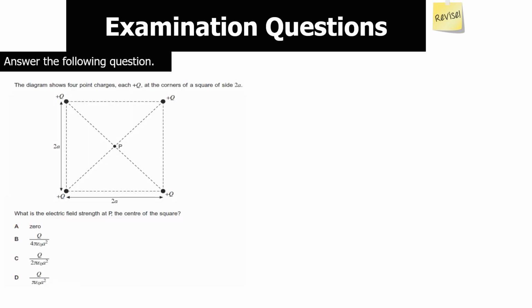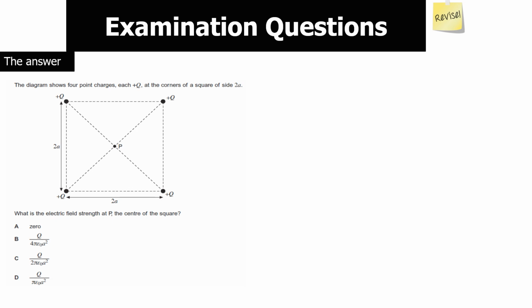The next question says, the diagram shows 4 point charges, each plus Q, at the corners of a square of side 2A. What is the electrical field strength at P, the centre of the square? So pause the video now, then unpause the video when you want to go through your answer.